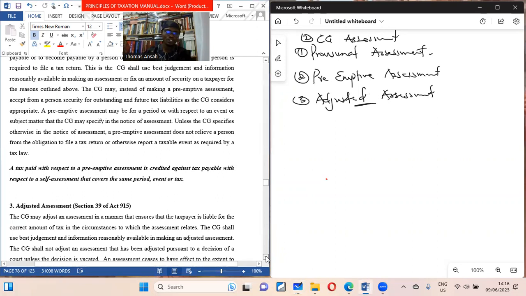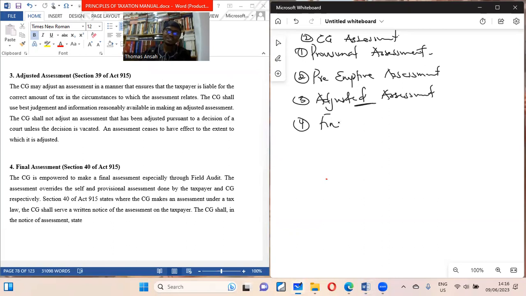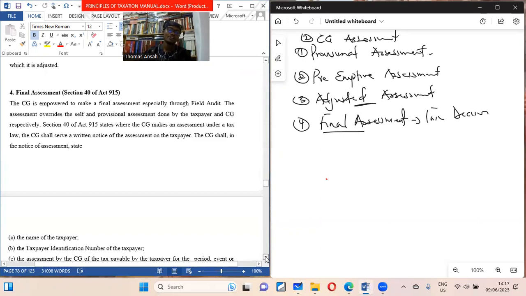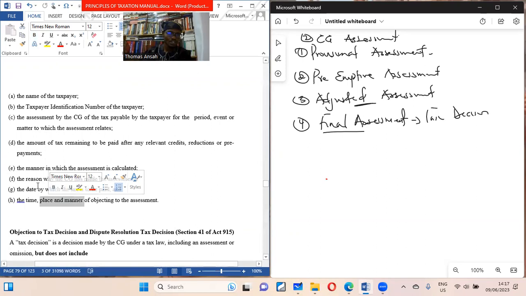Then this one is the one that you know, final assessment. When they come to do audit, they will give you a notice of assessment. So this one is the one after an audit. All right. So we call it a notice of tax decision. All right. So take note of that. Now, that is the one you see the date and all those things, the time, your office, the CG's assessment, and all those things. As for these features, please, I showed you how it looks like, okay, on the internet. So you should know that.